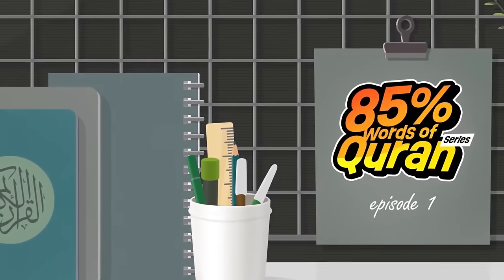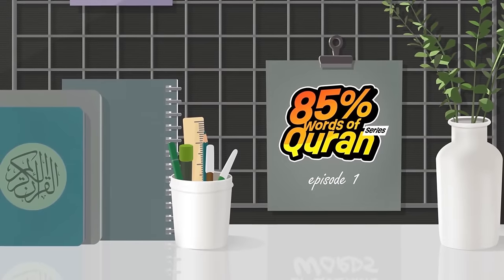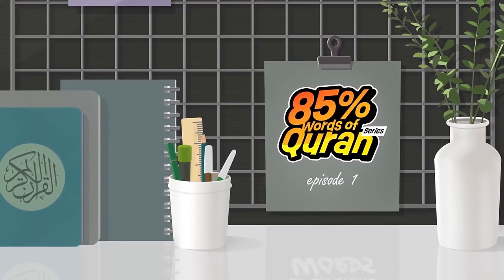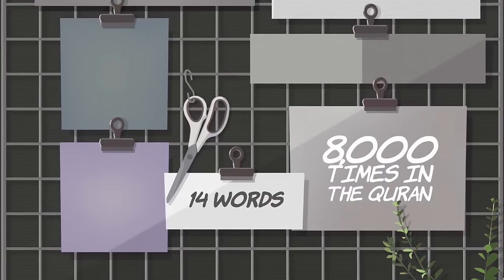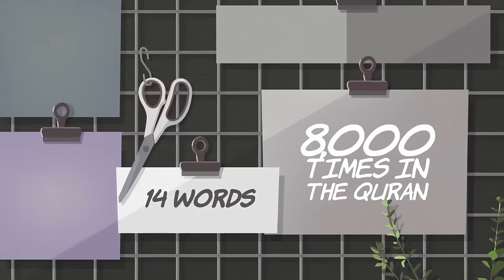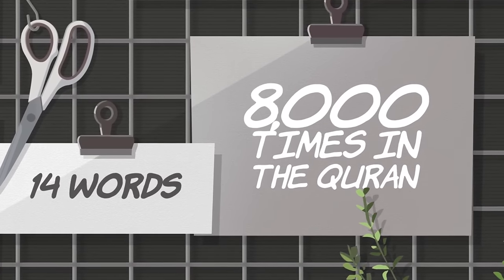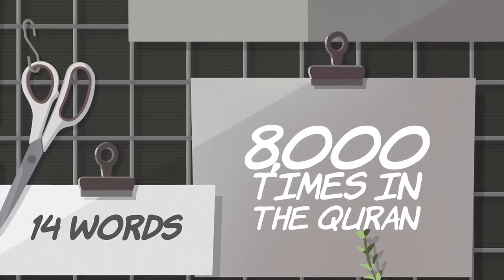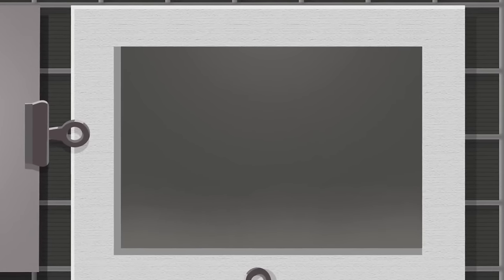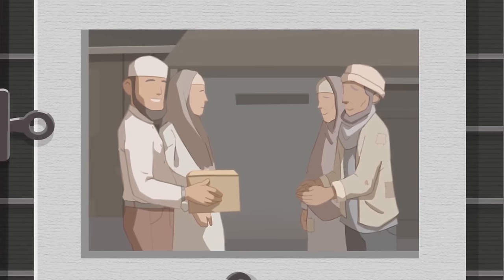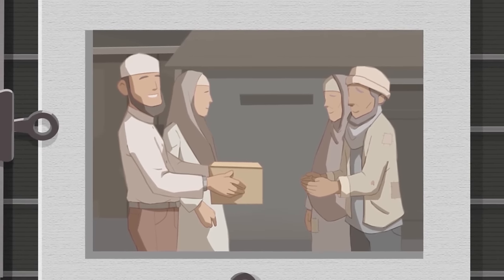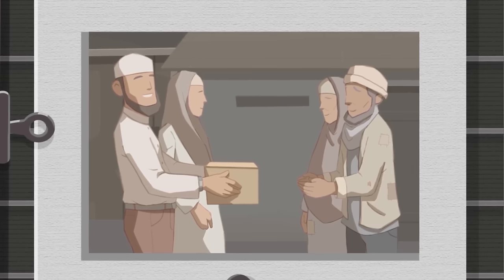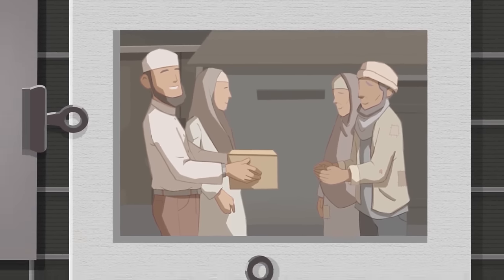Welcome to the series 85% Words of the Quran, word list number 1. We will take 14 words which occur more than 8,000 times in the Quran. Are you ready? Let's start. Let me share with you a story to improve Arabic vocabulary. Abdullah and his wife help the poor with food, shelter, and much more.